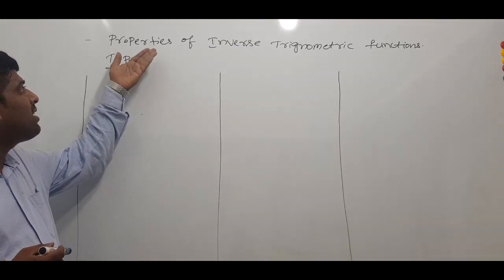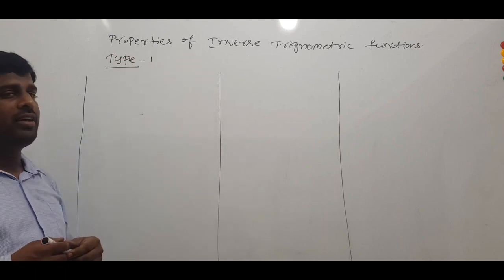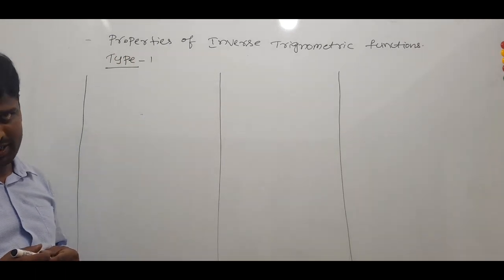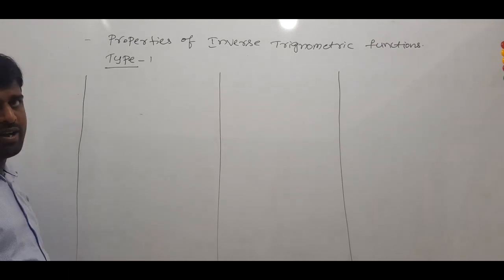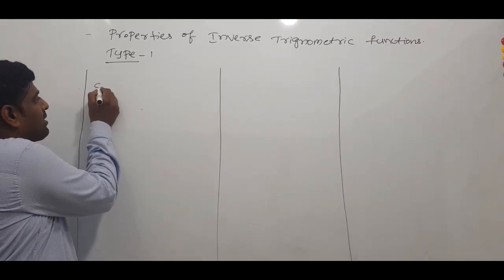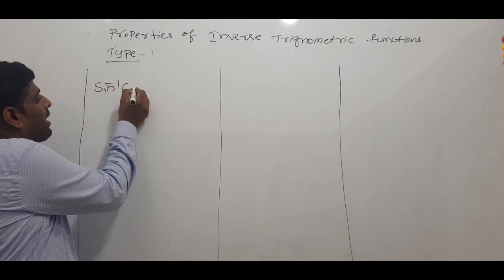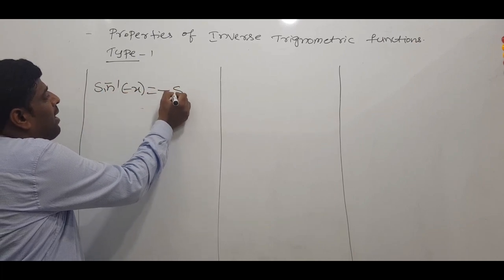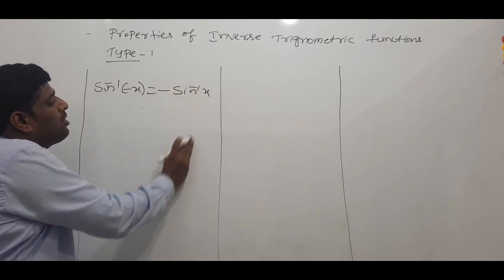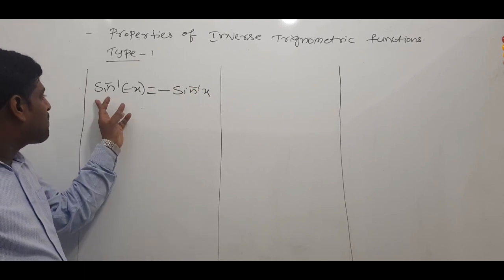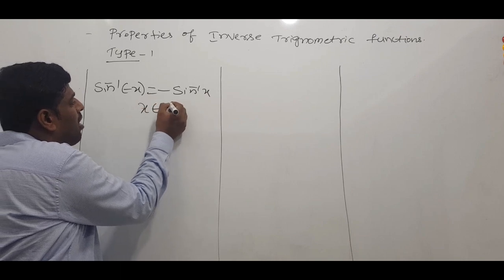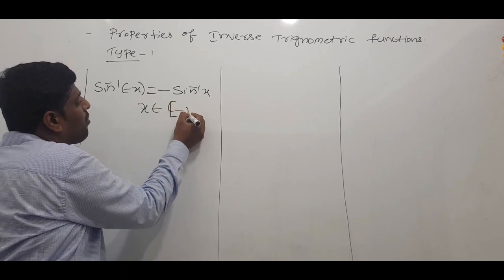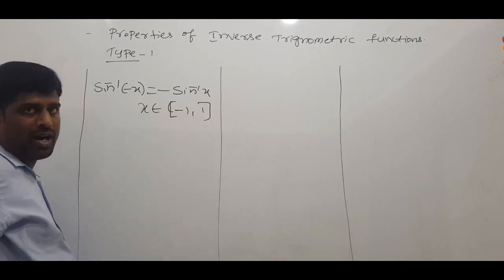Next, we are discussing properties of inverse trigonometric functions. In type 1, the first property is sine inverse of minus x is equal to minus sine inverse x. This property is satisfied in the domain, that is x belongs to the closed interval of minus 1 comma 1.